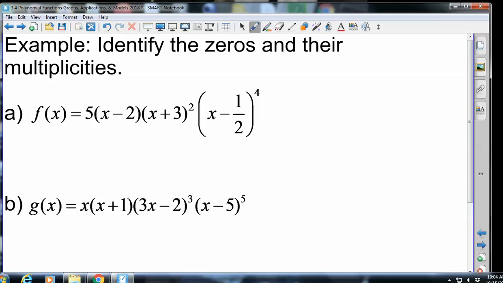So if I gave you this problem and asked you to find all the zeros and their multiplicities, how would I find my zeros? I've done it before. What do you have to do?